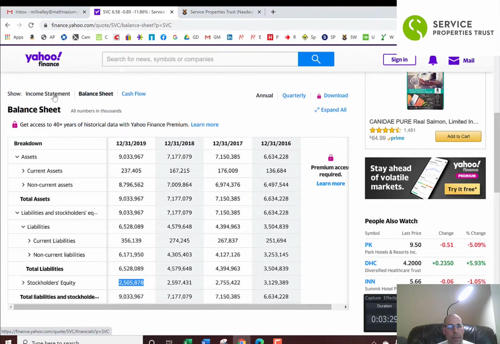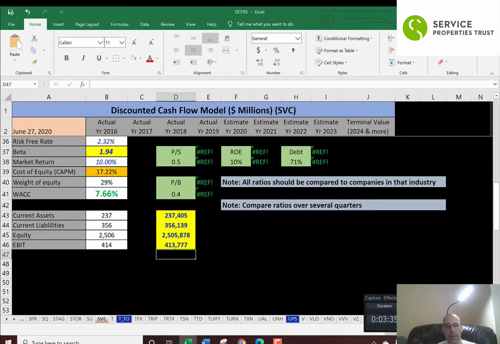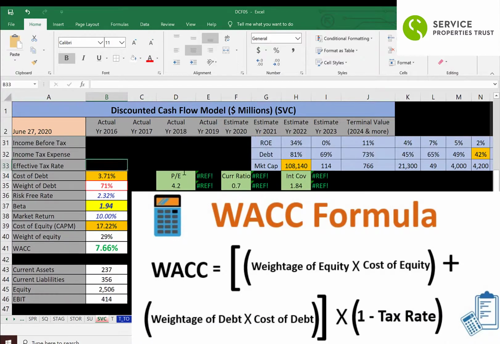And let's get their EBIT. That's on the income statement. They call that operating income. That's 414 million. That's 1 year of operating income. Now we can see the weighted average cost of capital, because it's a blend of the cost of debt, 3.7%, and the cost of equity, 17%. And that comes out to 7.66%. And that's what we're going to use to discount the future cash flows.